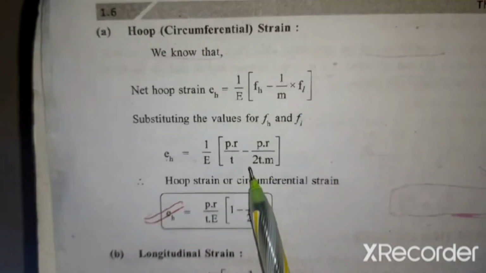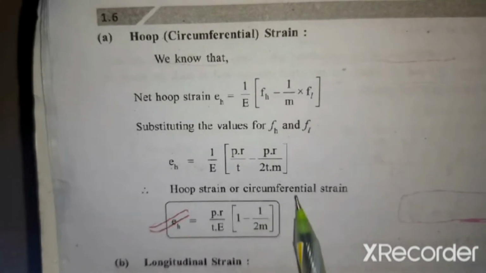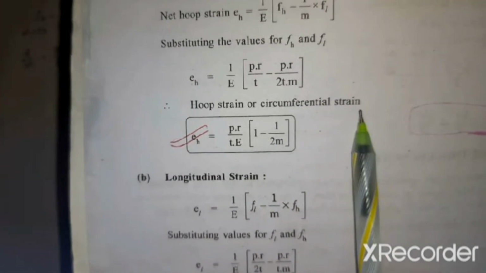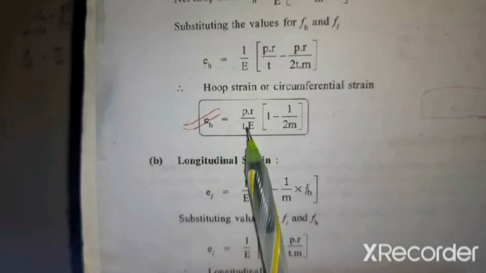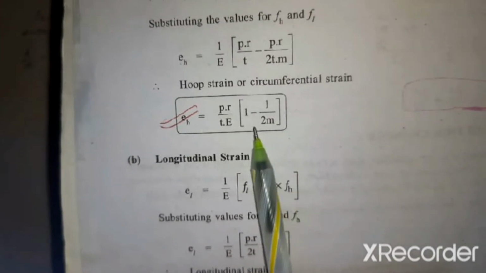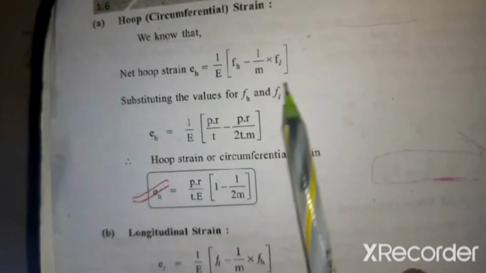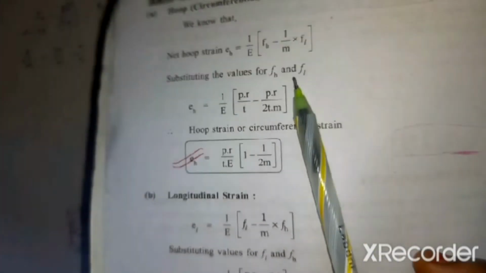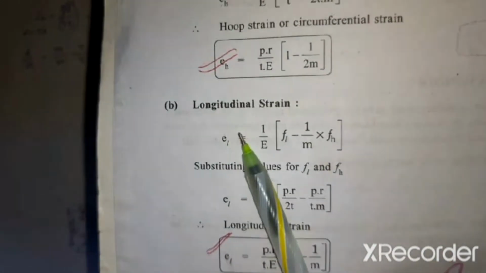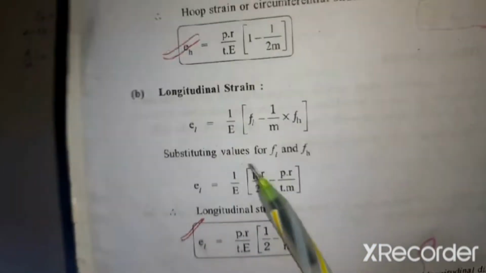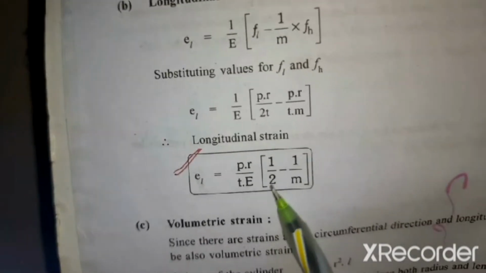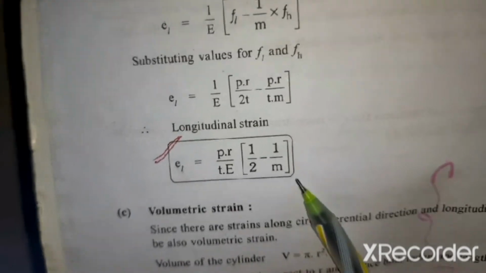When we substitute the formulas of the hoop stress and the longitudinal stress, we get the final formula of the strain. Here hoop strain or circumferential strain: EH equals PR by TE in bracket 1 minus 1 by 2m. We get this formula by substituting the hoop stress and longitudinal stress formulas. Okay, this is the hoop strain formula, and for the longitudinal strain, substituting the formulas in the same way, we get EL equals PR by TE in bracket 1 by 2 minus 1 by m. This is the longitudinal strain formula.